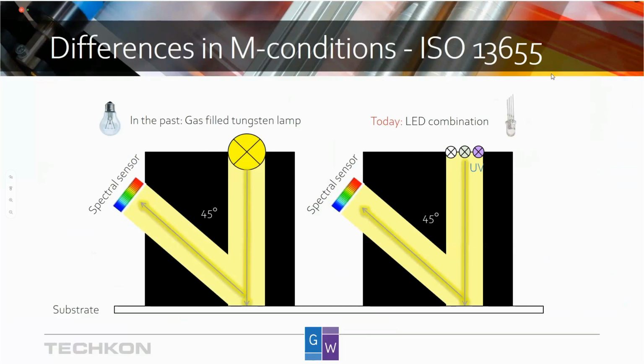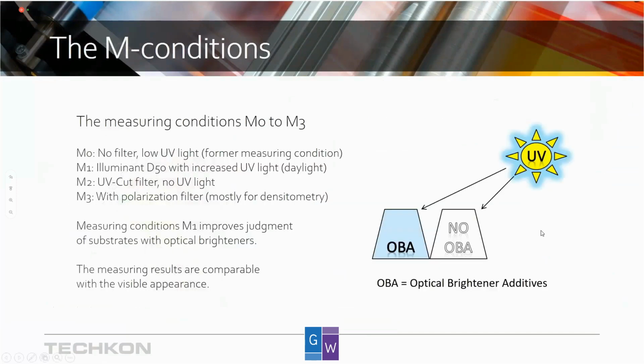In the ISO, we have 4 different measuring conditions. These measuring conditions are named M0, which is the legacy method. There was no filter integrated, and it had a lower amount of UV light. And all instruments where you cannot choose an M condition automatically measure M0 only.